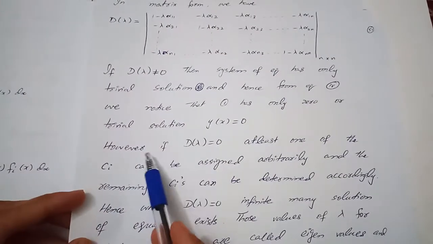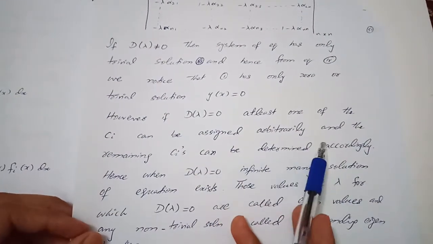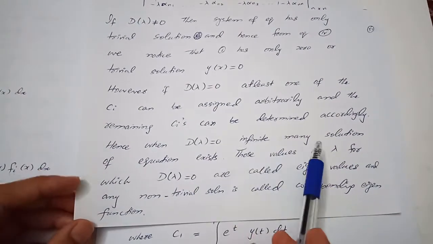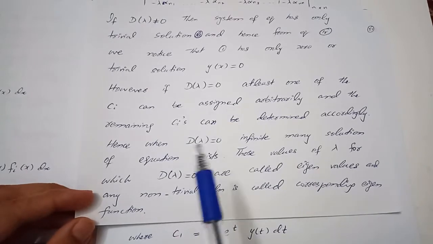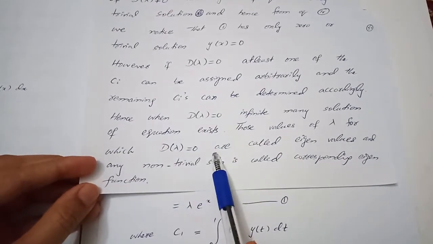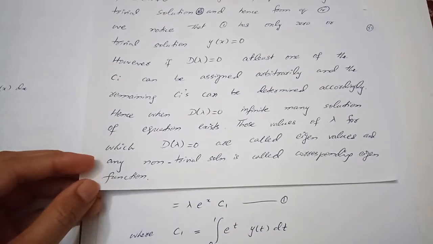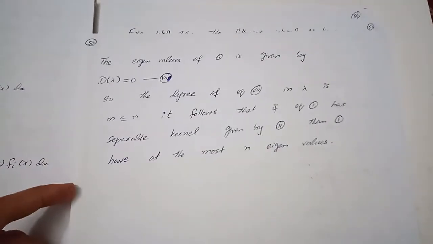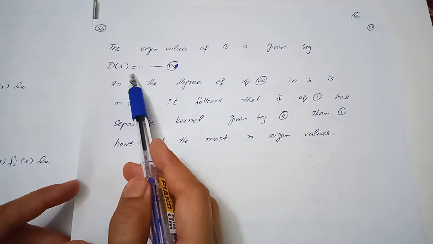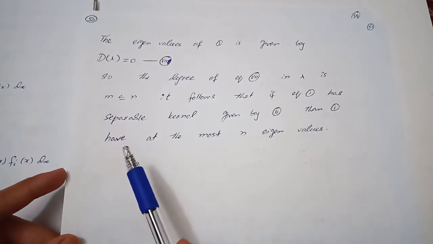And if, for example, you have D of lambda equal to 0, at least one of the c_i can be assigned arbitrarily and the remaining c_i's can be determined accordingly. Hence, when D of lambda is 0, infinitely many solutions of the equation exist because all the c_i's are depending on some other one. Those values of lambda for which D of lambda is 0 are called eigenvalues, and any non-trivial solution is called corresponding eigenfunction. The eigenvalue of that equation 1 is given by D of lambda equals 0. So you will get the values of lambda out of here. Those will be the eigenvalues. Corresponding to those eigenvalues, you can get the eigenfunction y of x.